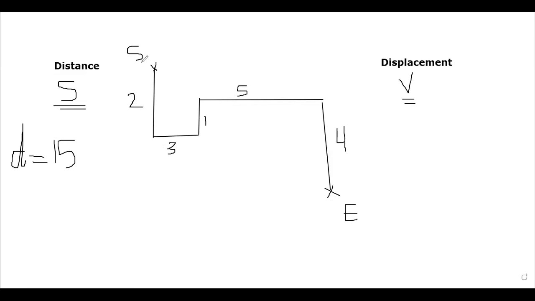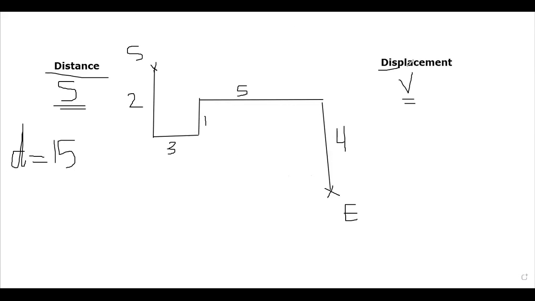So the definition or explanation of distance is the length between the starting point and the end point along the path taken. The distance of the path taken between the start and the end, the length between the start and the end in the path taken. These are all definitions of distance.